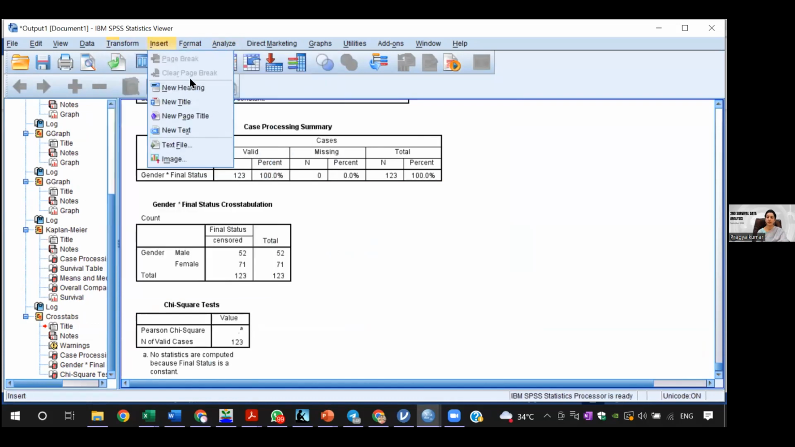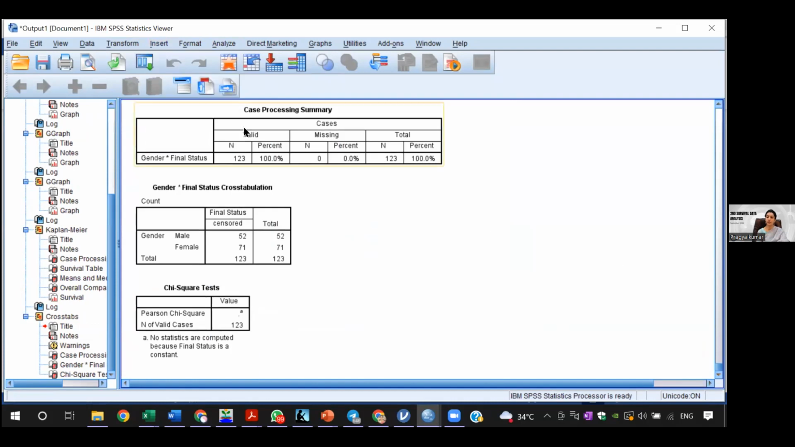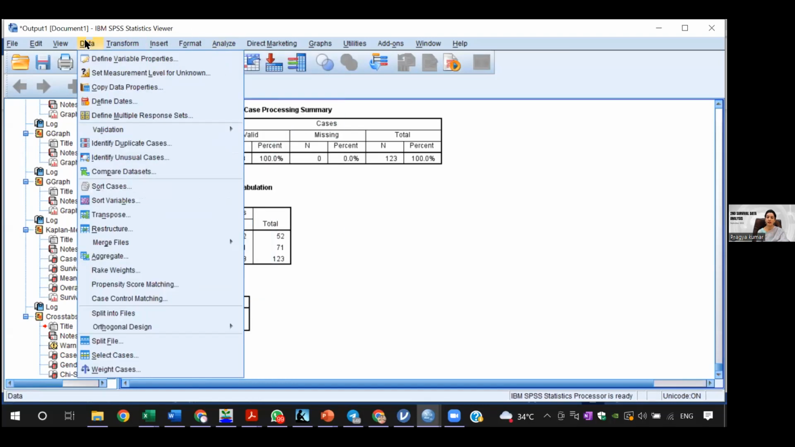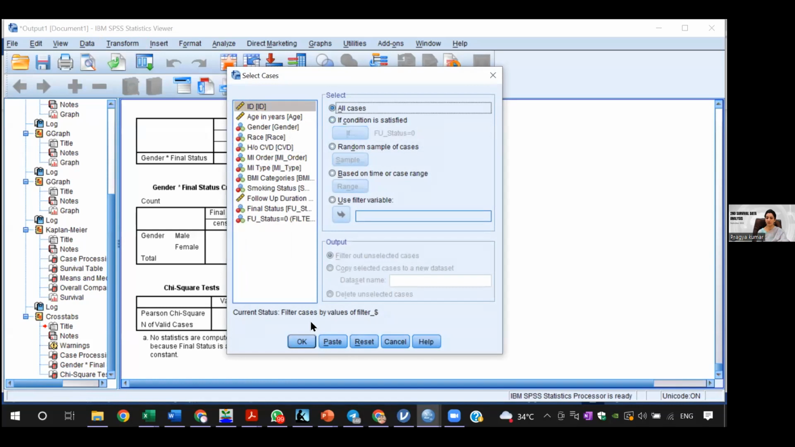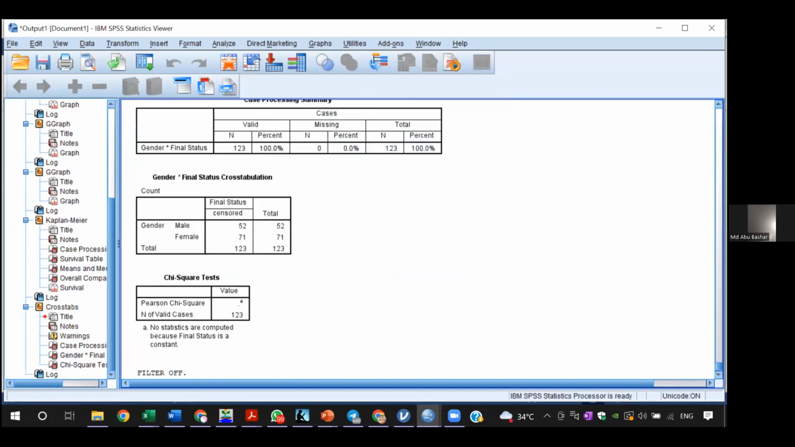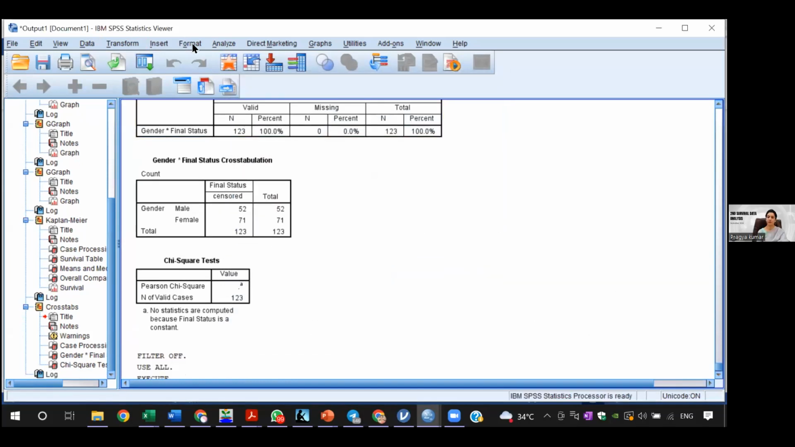But I only want that censoring. That's why I applied the filter. So okay, yes, let me check. You are right. I'm again going and I'll go to the data, and I'll go to this select cases. Yes, you are right. All. Okay.